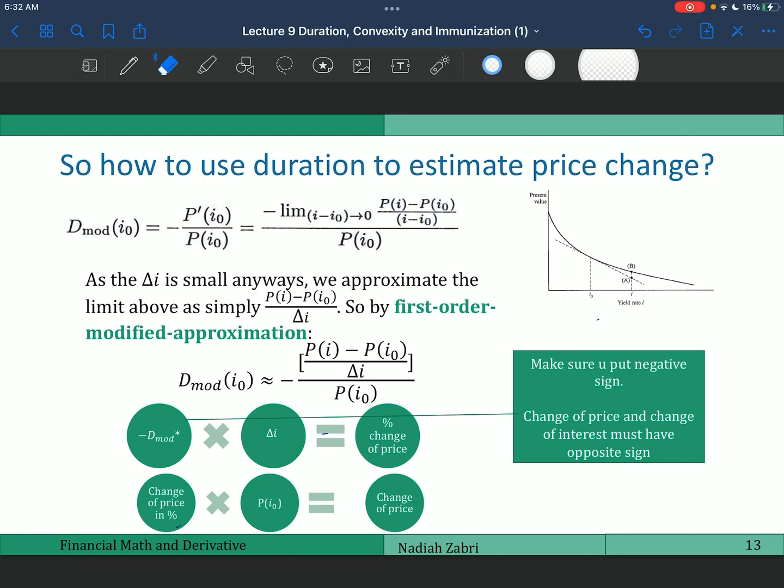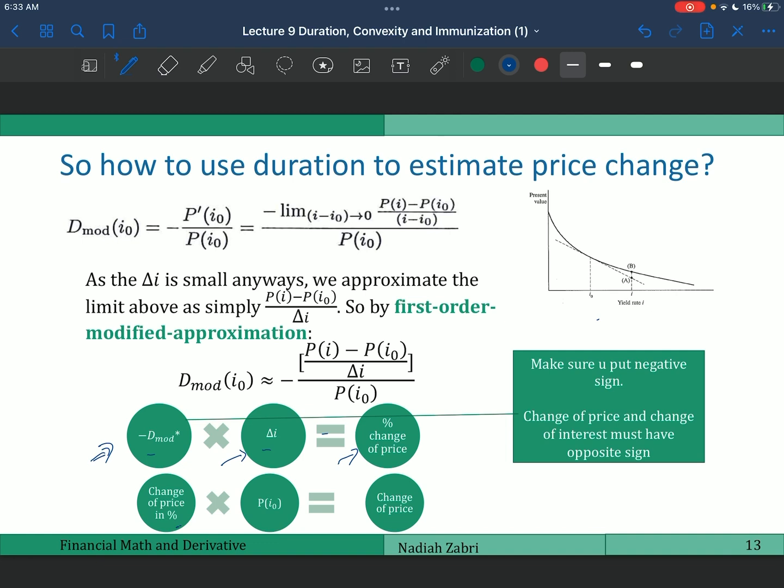So how do we use this duration to approximate the new price for an asset given a change of yield? As we went through earlier, once we multiply the duration, which is a measure of price sensitivity, with the change of yield, we will get the percentage change of price. In this case, I'm using modified duration, so I have to multiply with the change of i. But if I'm using Macaulay duration, I will have to multiply with the change of delta. In any way, I will get the percentage change of price.